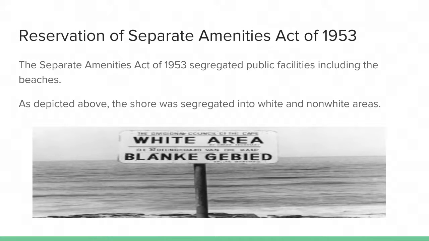The Reservation of Separate Amenities Act of 1953 is perhaps the most blatant and profound act passed to encourage segregation in the apartheid system. It segregated all public facilities, including the beaches. As depicted below, the shore was segregated into white and non-white areas, and this was just one example of the many segregatory apartheid acts passed during this time period.